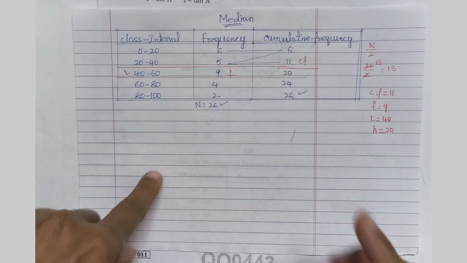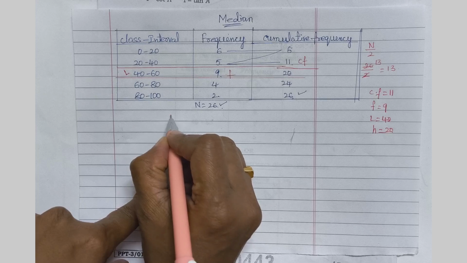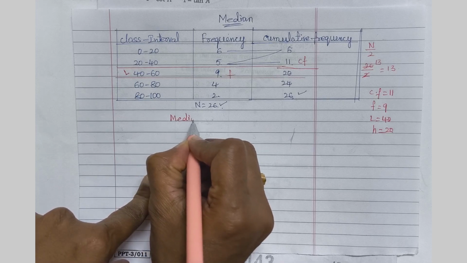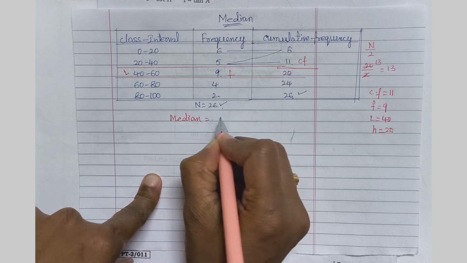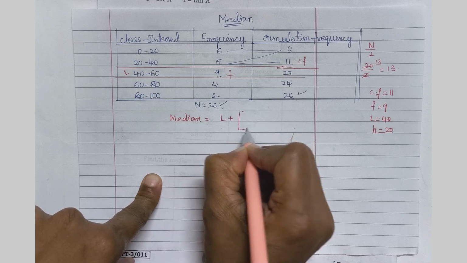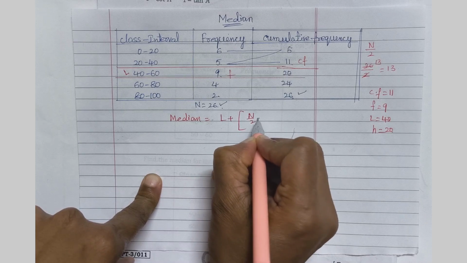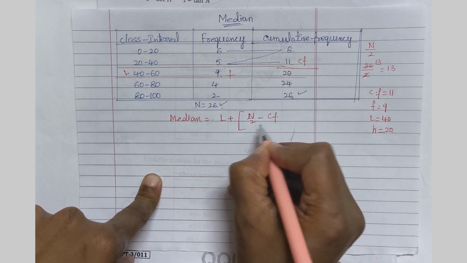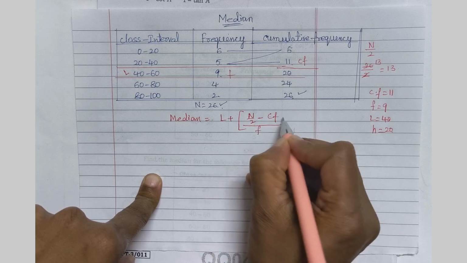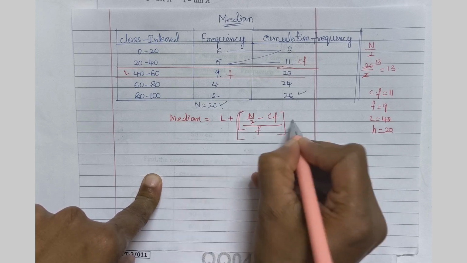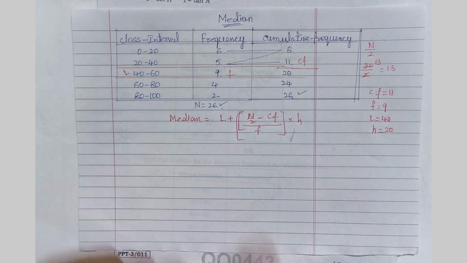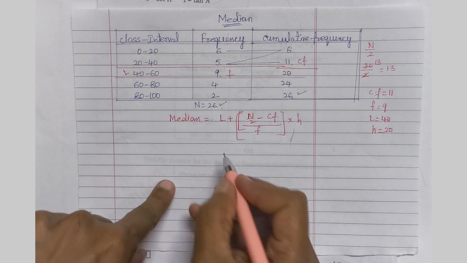Now you know everything. So first you write a formula. What is the median formula? The median is L plus (n by 2 minus CF) by F into H. Keep the formula in your mind properly: L plus (n by 2 minus CF) by F into H.